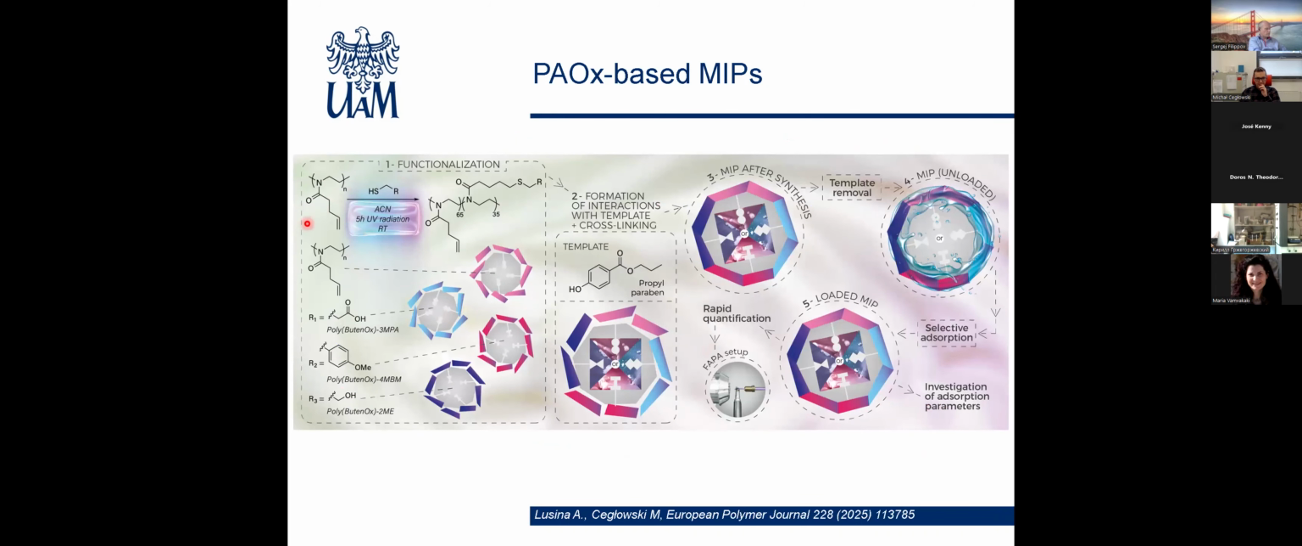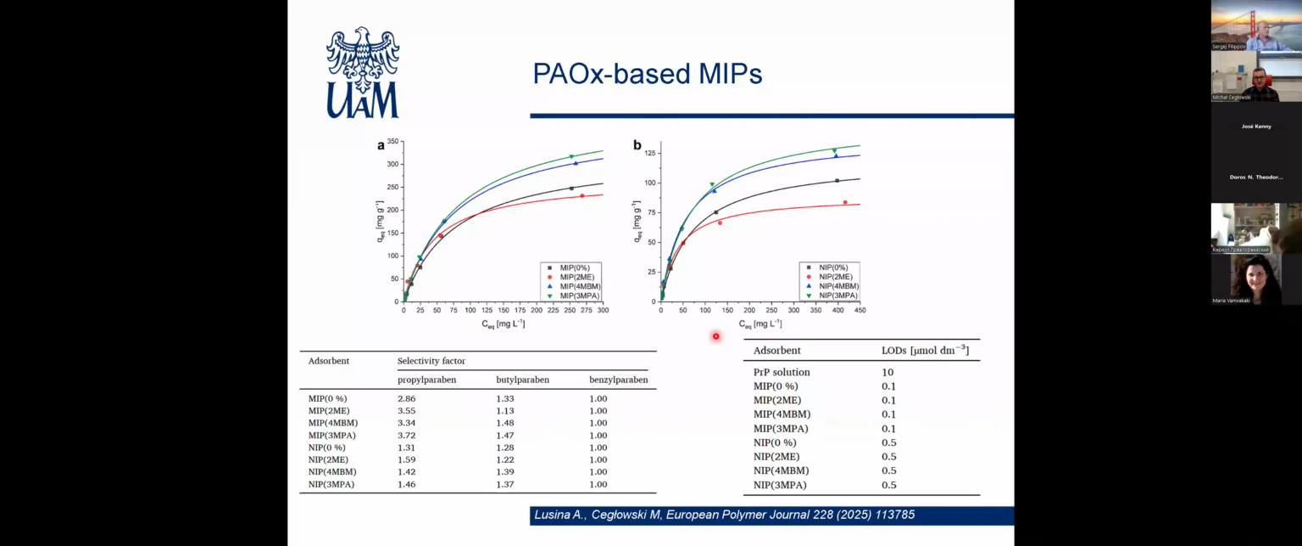We used a similar system. So again, polybutanox, this time functionalized with 3 different compounds. Again, MPA, so the same functionalization. Also phenyl with a methoxy group, and also introducing a hydroxyl group. This time for quantification of propylparaben, one of the preservatives which are used, for instance, in cosmetics. And again, the scheme of research, the adsorption and quantification. And this time, actually, we obtained differences, let's say not huge ones, because maybe I'll show the limits of detection initially.